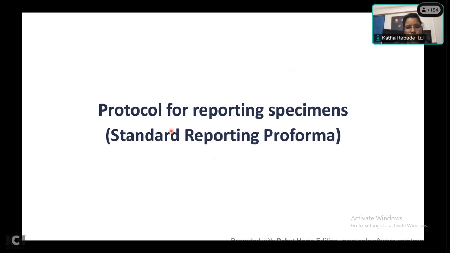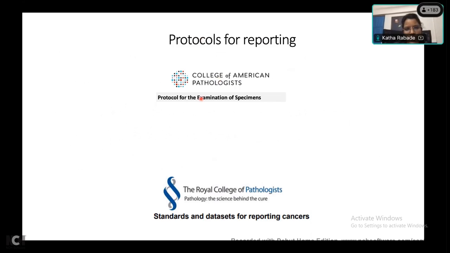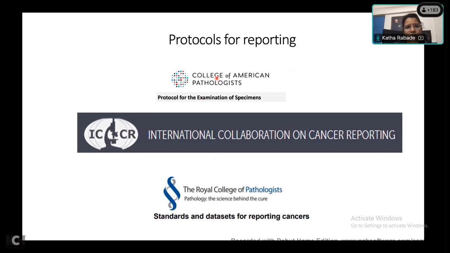So the protocol for reporting specimens is the standard reporting proformas. There are different protocols that are available, which include the protocol for examination of specimen by the College of American Pathologists, the CAP guidelines, or the ICCR, or the Royal College of Pathologists. These are some standard data sets for reporting cancers and are available free on the internet.